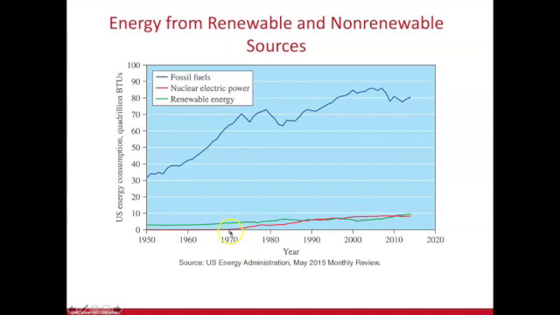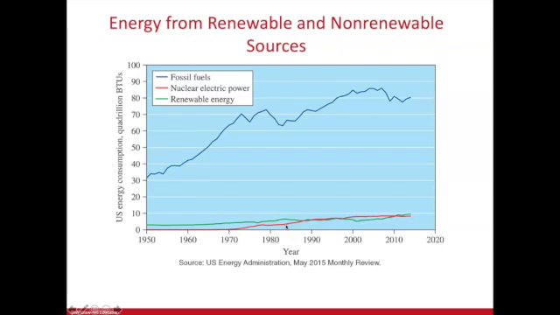Since 1970, this red line is nuclear electric power. Those are nuclear reactors that generate electricity for the grid. And this is from nuclear energy. That's energy from within an atom. We talked about it before. When you break open an atom, you can access a lot of energy.